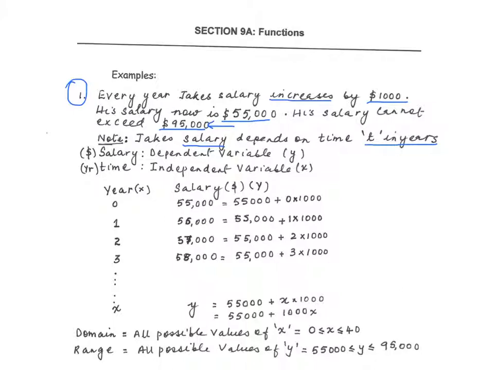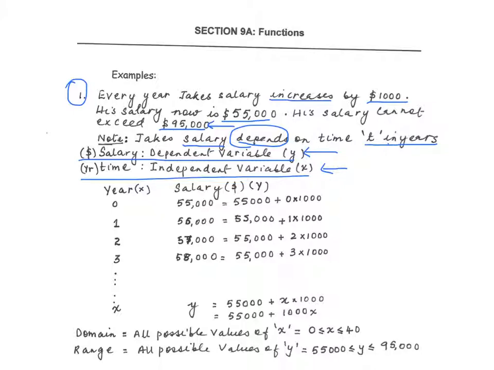So, the salary, that is Jake's salary, depends on the time. So, the dependent variable, which is usually denoted by y in math, is the salary, and the time is the independent variable. So as time changes, or as time increases, Jake's salary increases. That is the rough description of the relationship between the two variables, time and salary.